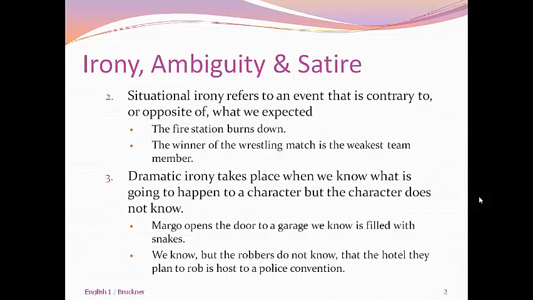So this is something that you perceive within a novel that we read, a short story that we read, a movie we watch, even sometimes a poem that we read. For example, Margot opens the door to a garage that we know, as the audience, is full of snakes. That's dramatic irony. Or we know, but the robber does not know, that the hotel that they're about to rob is hosting a police convention. This would be dramatic irony. So our three types of irony are verbal irony, situational irony, and dramatic irony.